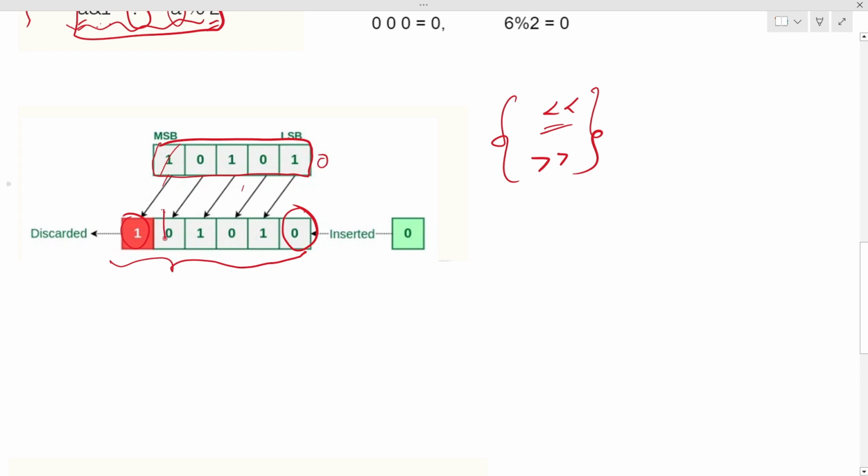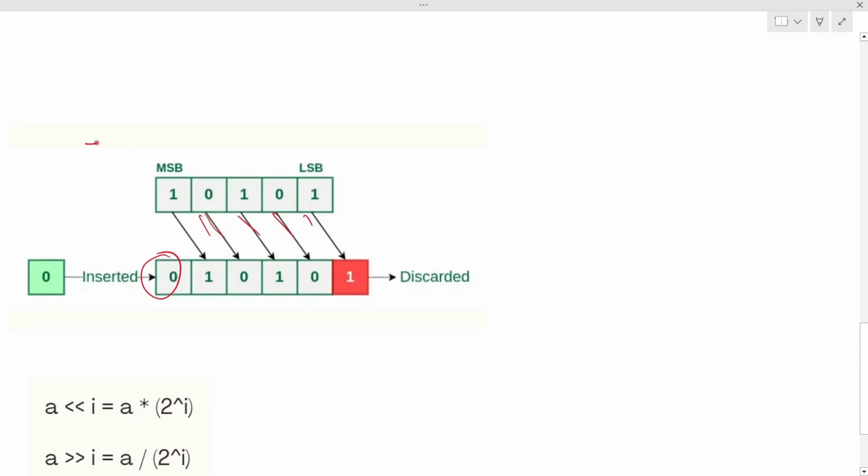You can clearly see this is our representation. Okay, we have removed this one, for the left shift operator. And similarly for right shift operator, we'll do again the same thing but in a reverse manner. Like we will right shift everything, we will remove the last one and we will add 0 at the starting position. Now this will be our new representation, right?